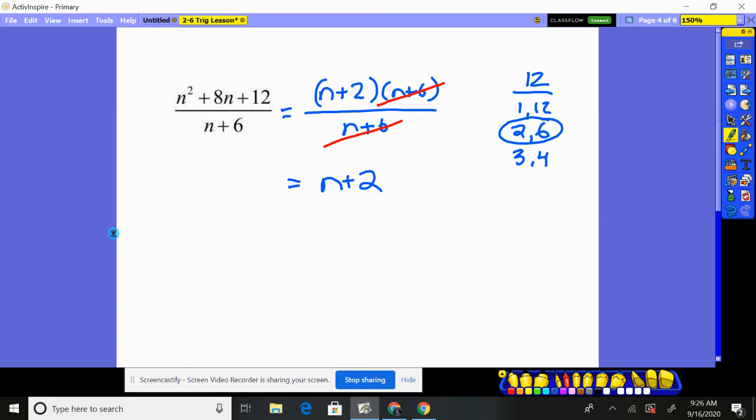So this guy is nothing more than n plus 2. And boy, it's a lot easier to plug some value into n plus 2 than it is that big n squared plus 8n plus 12 all divided by n plus 6. So we would much rather plug in here. However, don't forget, you have to tell them you can plug anything in as long as you don't try to plug in, in this case, negative 6, because negative 6 will create an error. So we can't have that happen.